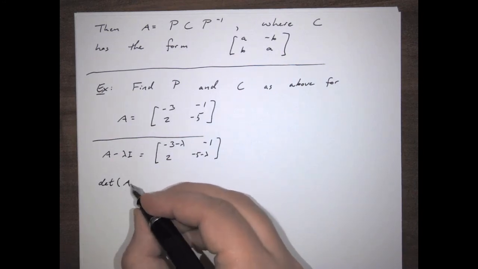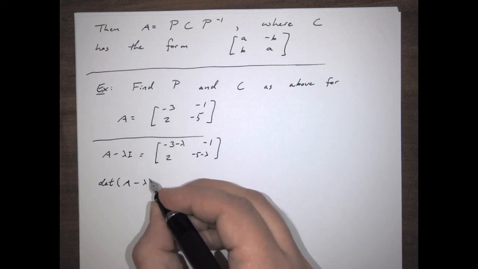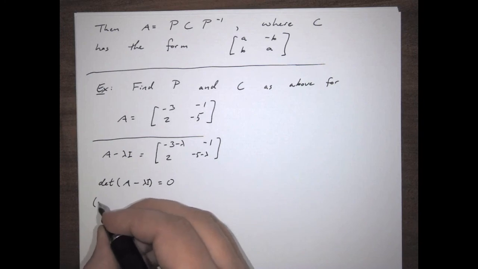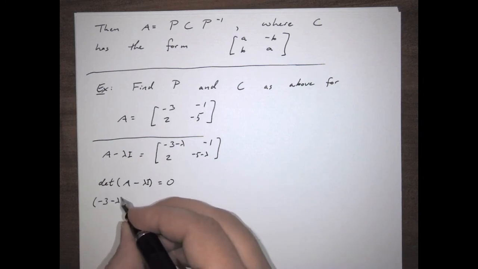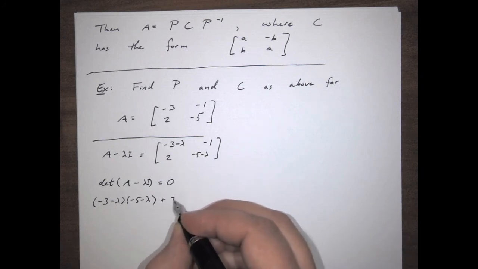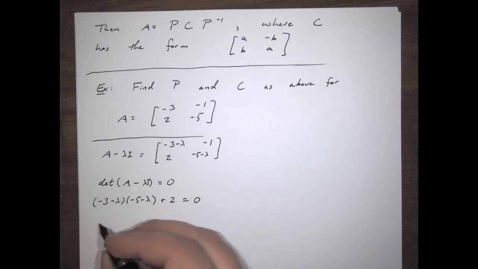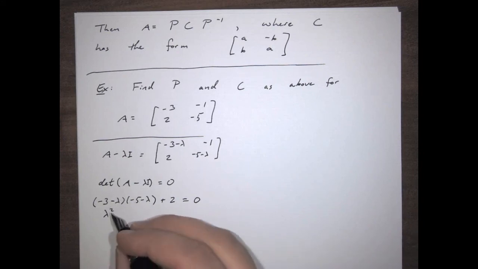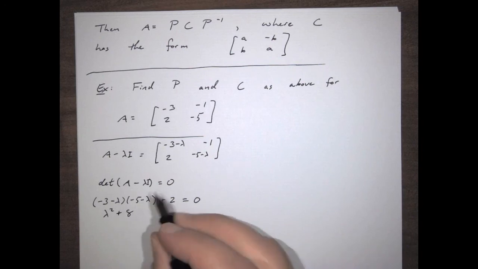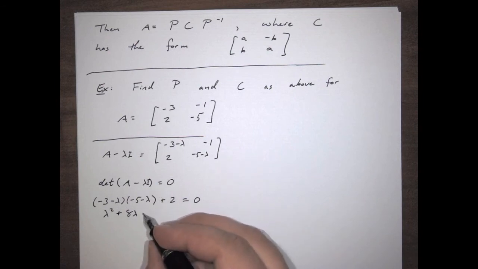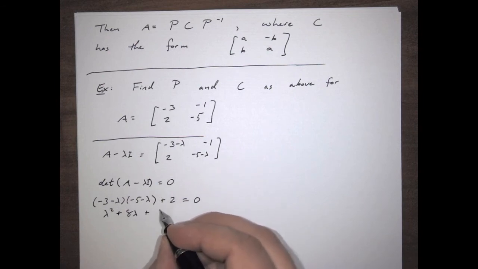Now, in order to turn this into a characteristic equation, we need to take the determinant and set it equal to 0. So what we've got is negative 3 minus lambda times negative 5 minus lambda plus 2 equals 0. So it's going to be lambda squared, or what have we got here? We've got positive 3 plus positive 5 is going to be plus 8 lambda. Over here we got positive 15 plus 2 is going to be 17.